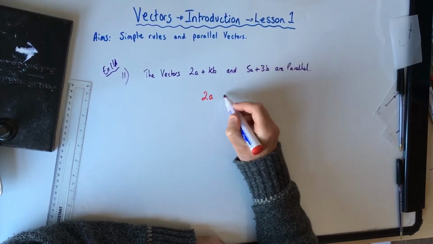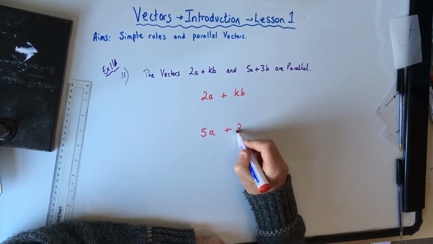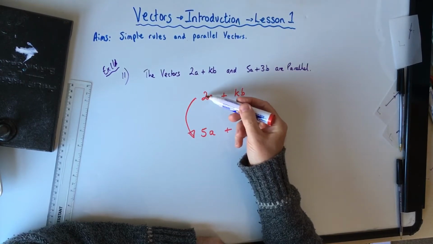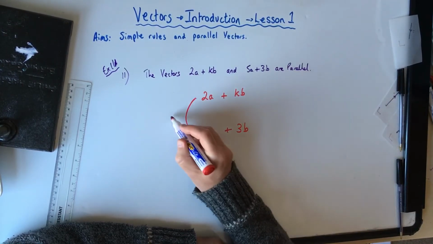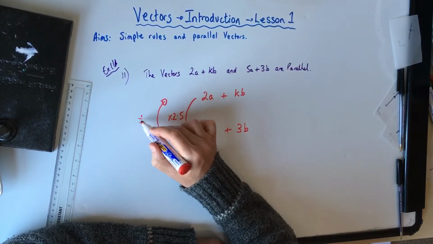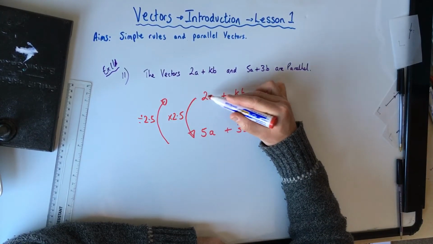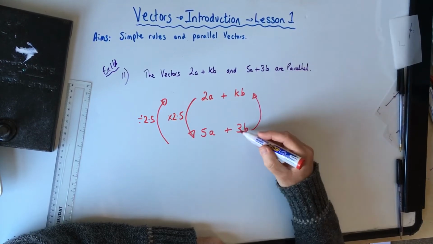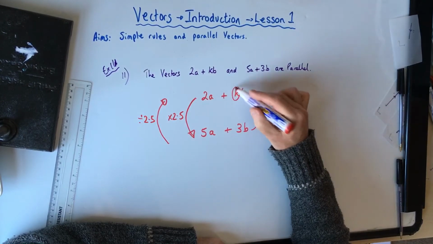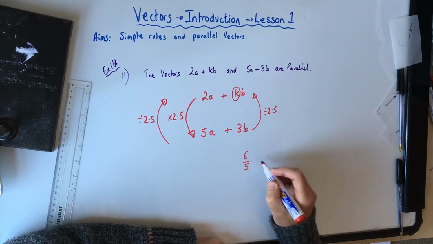So if we look at 2A plus KB, and underneath that I put 5A plus 3B, they're similar shapes, aren't they? How do we get the scale factor of going from 2 to 5? We times by 2.5. So if we go back the other way, we divide by 2.5. If we divide 5 by 2.5 to get 2, then 3 divided by 2.5 would give us the value of K, and 3 divided by 2.5 actually gives us 6/5 or 1.2.